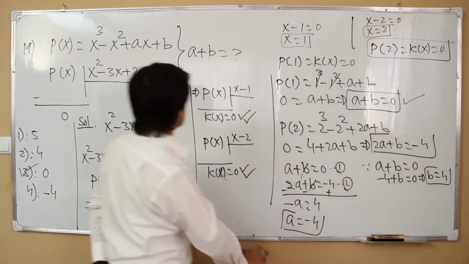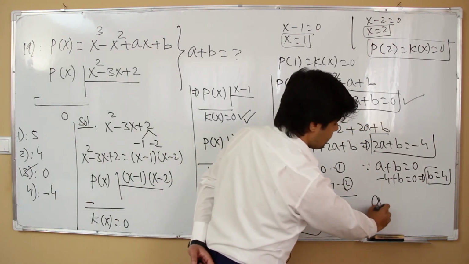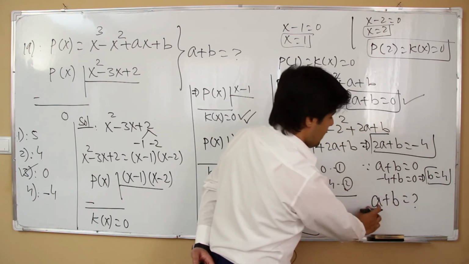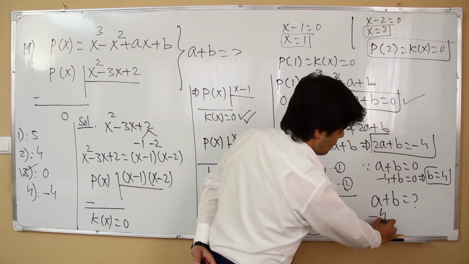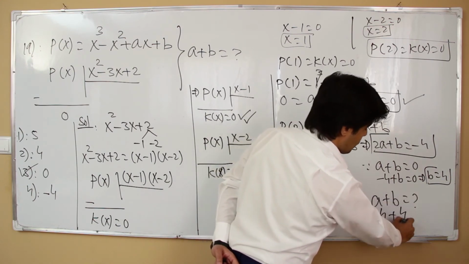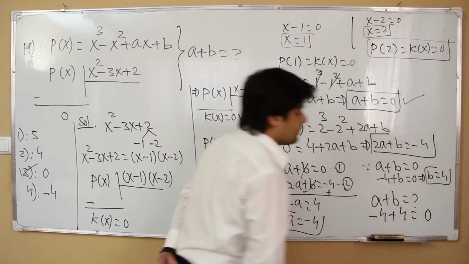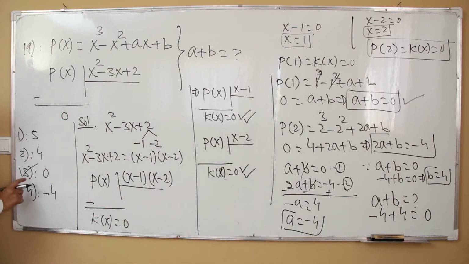Now what is the question? A plus b. A is minus 4 plus b is plus 4. Minus 4 plus 4 is 0. I think you have got it. Right, my lovely friends.